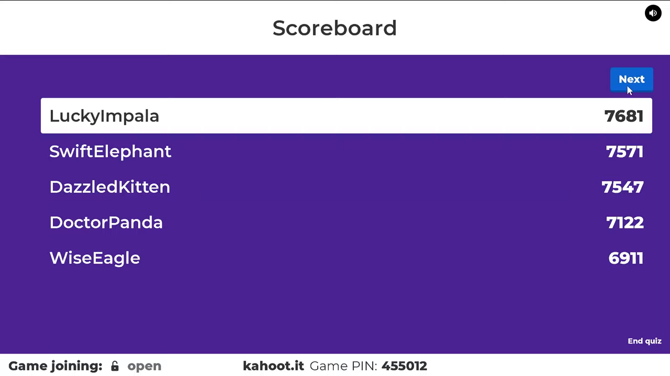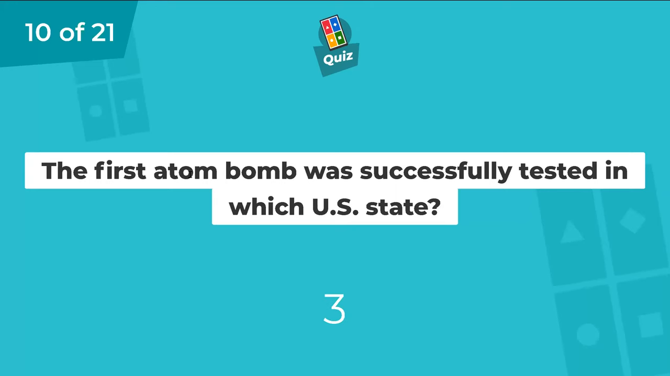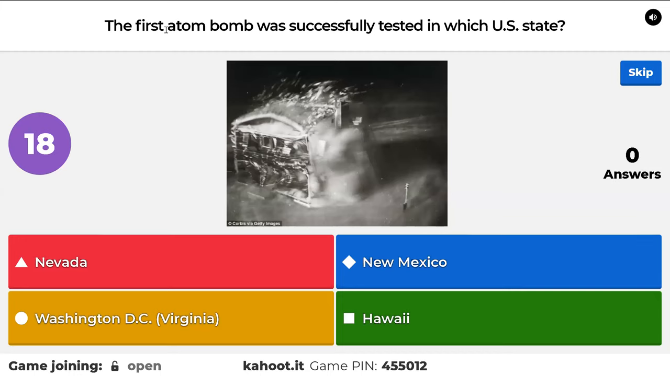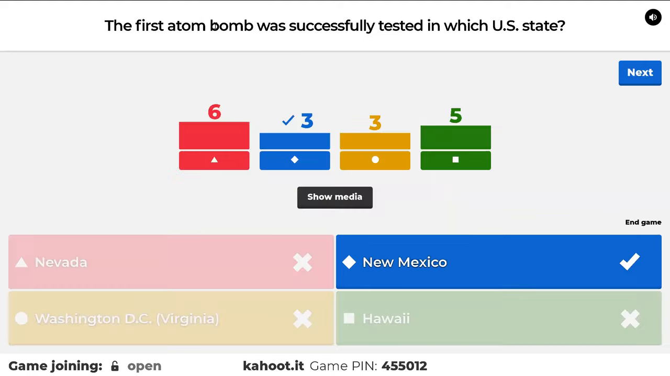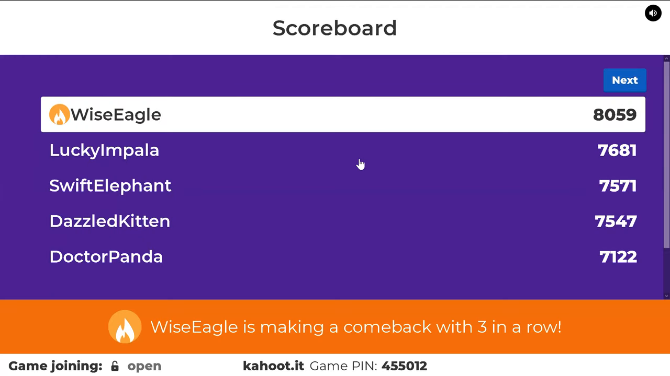Ooh, Swift Elephant moving up. Second spot, nicely done. The first atom bomb, so the atom bomb is the nuclear bomb, was successfully tested in which U.S. state? New Mexico, yeah. If you said Washington, D.C., that means there would be no more U.S. government. So the country would not exist. Sorry, it's kind of funny. Wise Eagle, coming out of nowhere, flying up the charts. Well done.